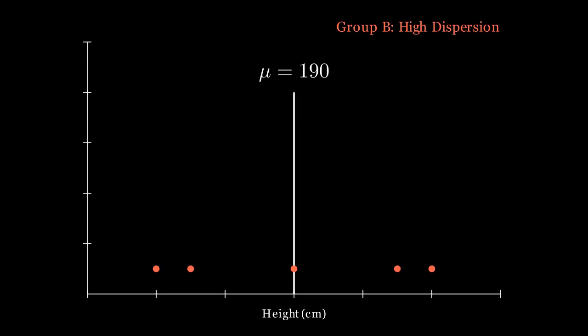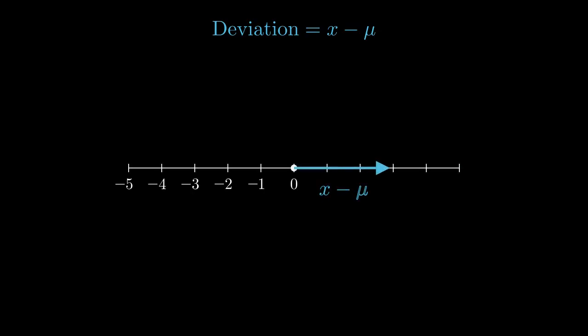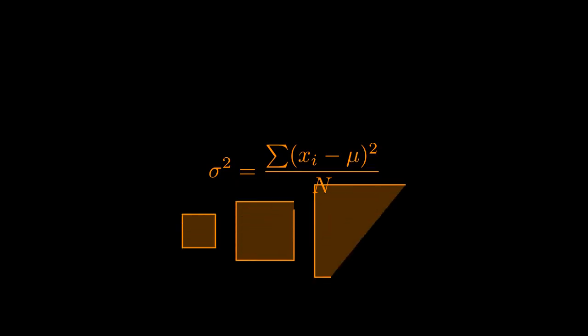Let's start with the basics, the deviation. To understand how spread out data is, we first look at the distance of each individual point from the mean. If we have a data point x and a mean mu, the deviation is simply x minus mu. But there's a problem. If we sum all these deviations, the positive and negative values cancel each other out, resulting in 0. This provides no information about the spread.